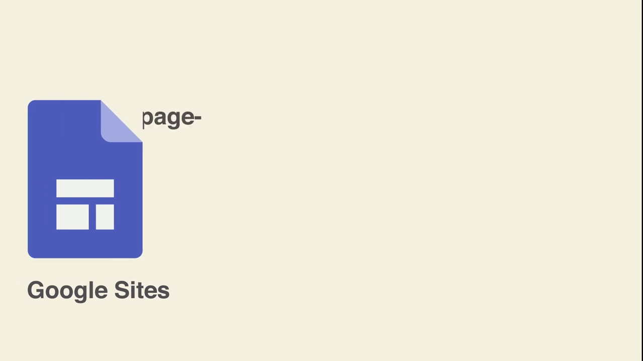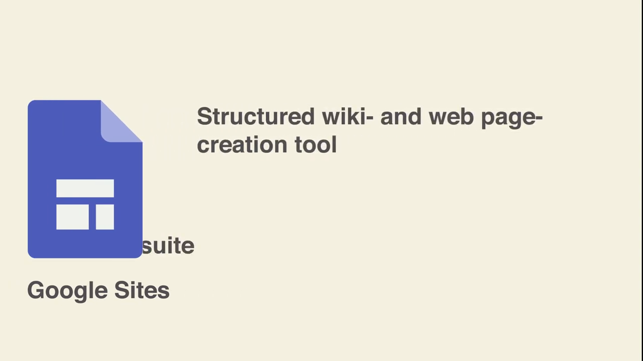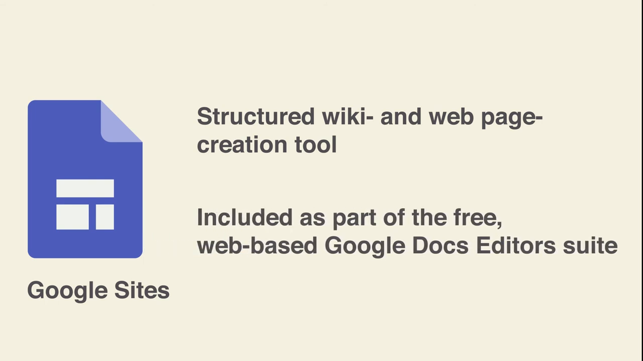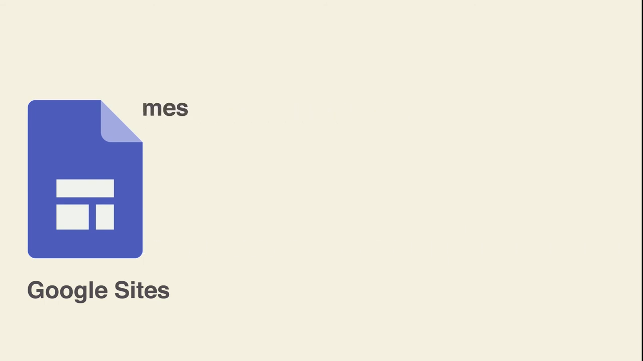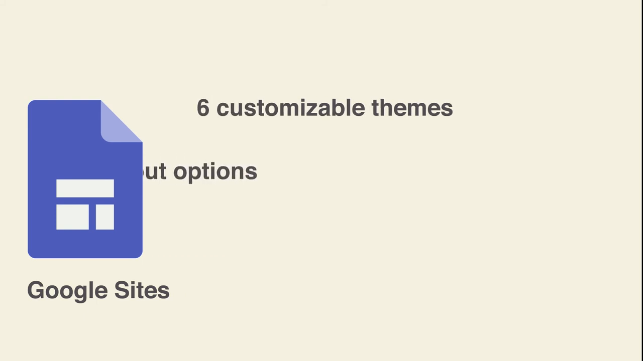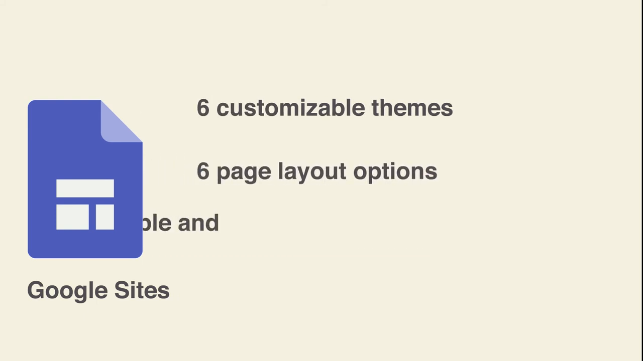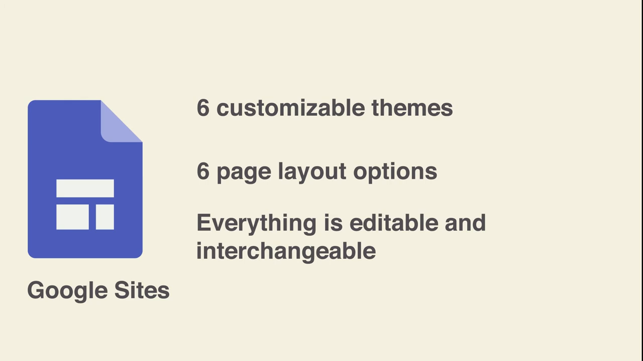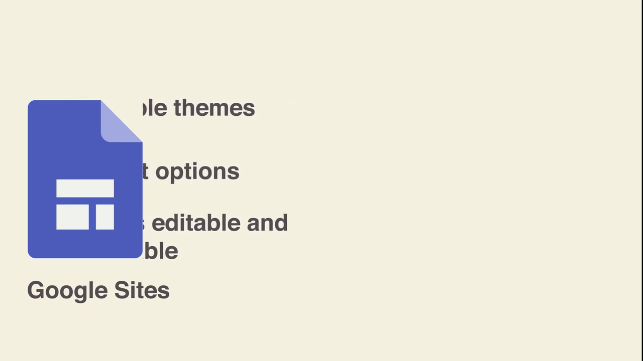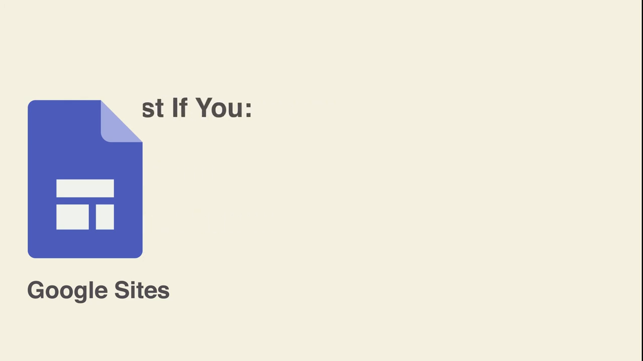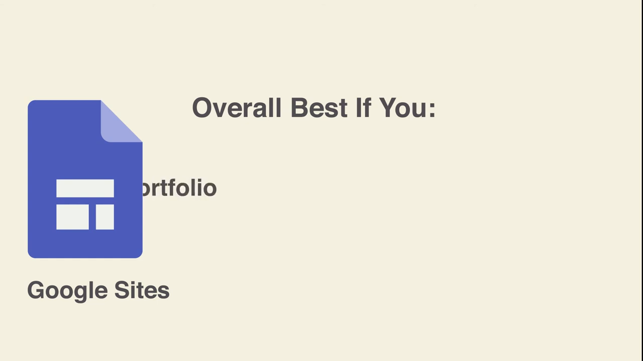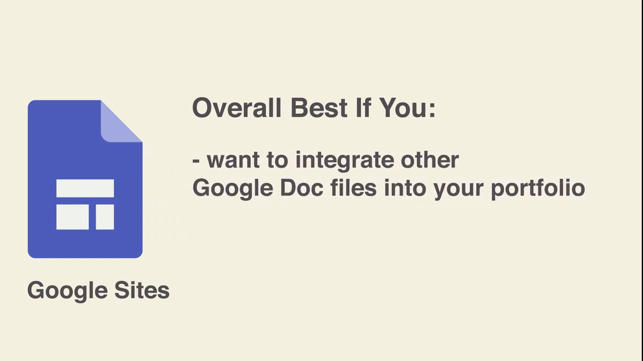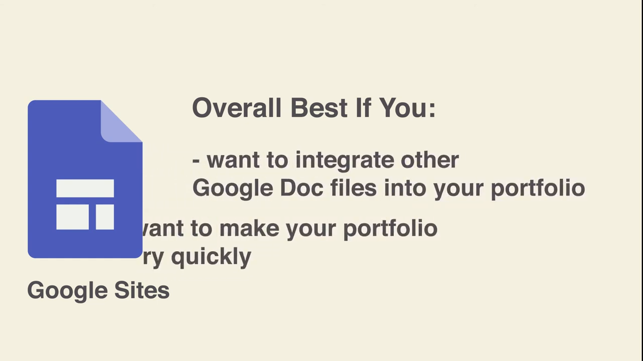If you have a Google account, you already have Google Sites. Google Sites is a structured wiki and web page creation tool included as part of the free web-based Google Docs editor suite offered by Google. There are 6 customizable themes and 6 page layout options. Everything is editable and interchangeable, so you can easily make your vision come to life. This option might be best for you if you want to integrate other Google Doc files into your portfolio or want to make your portfolio very quickly.